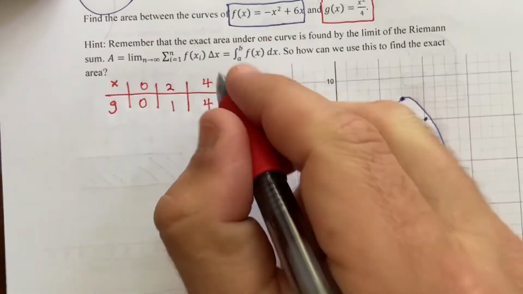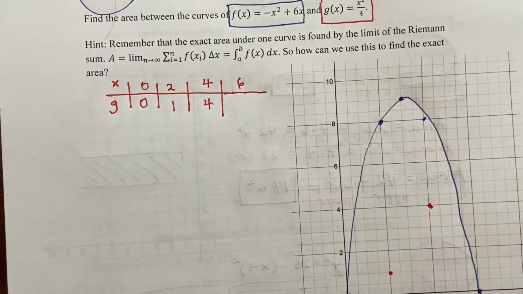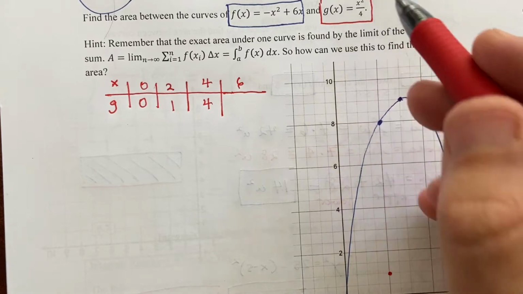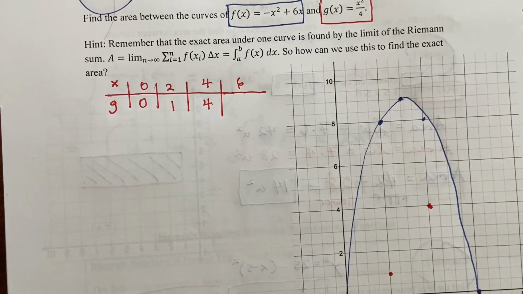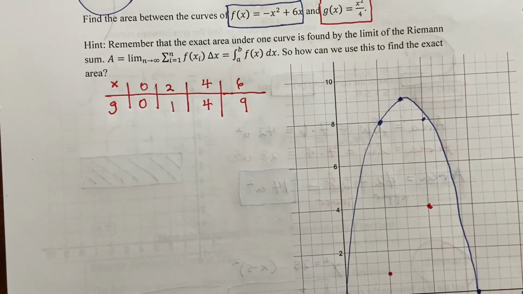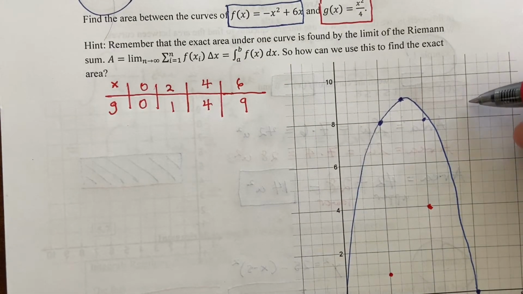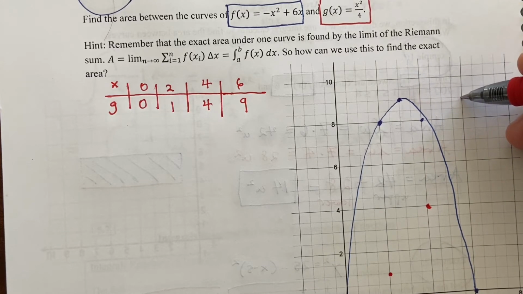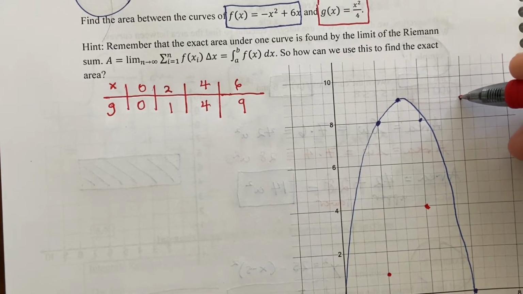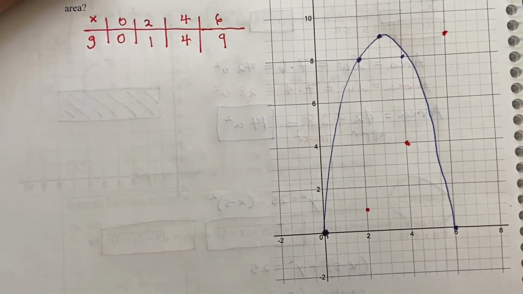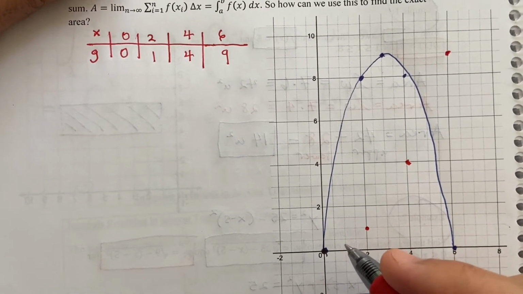Let's check out what 6 is doing. 6 would be 36 over 4. My arithmetic is bad today. That's a 9. So 6, 9, right about there. So I'll go ahead and draw this now, because it looks like we have an area that's now defined.